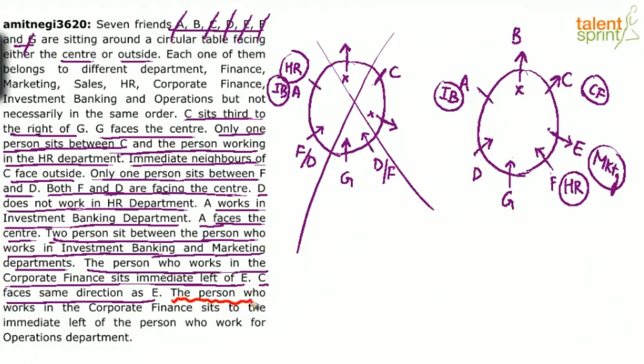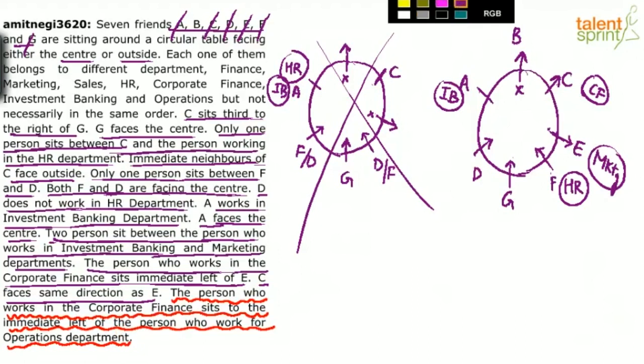I agree with what all of you had mentioned, right? Amit had mentioned that he's getting stuck in the last statement. This is incorrect. And many others have also confirmed they are getting stuck in the last statement. That is incorrect because he says corporate finance sits to the immediate left of operations. Now corporate finance is here. If corporate finance is immediate left of operations, operations will be coming here.